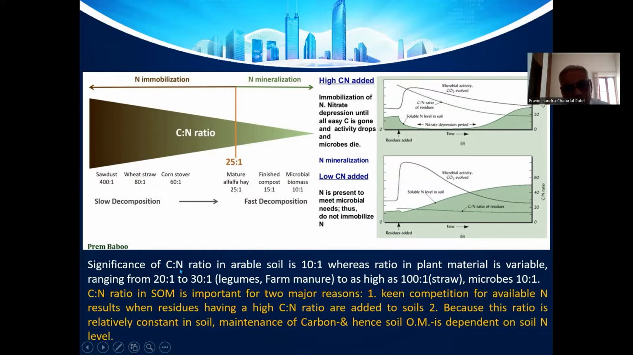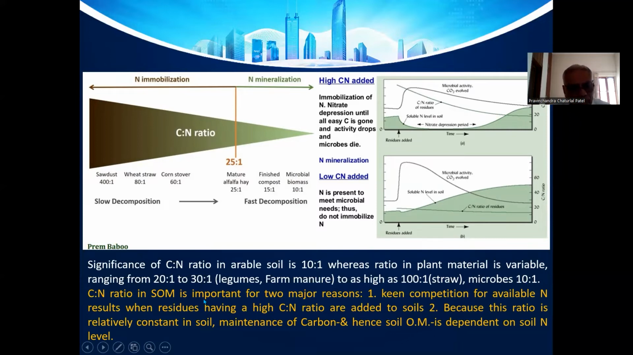So the significance of the carbon nitrogen ratio: in arable soil it is 10:1, whereas the ratio in plant material is variable, ranging from 20:1 to 30:1 for legumes, and farm manure as high as 100:1. So I told that it can be more than 100. And microbes, I told, are 10:1.